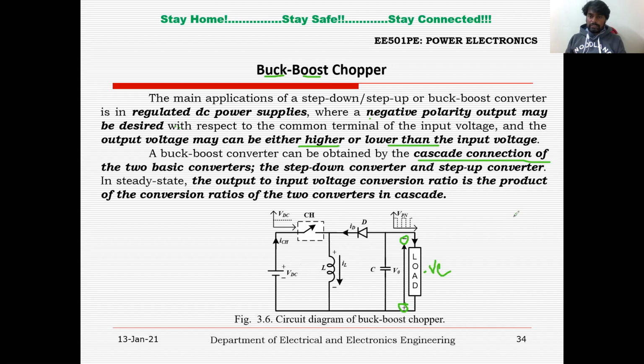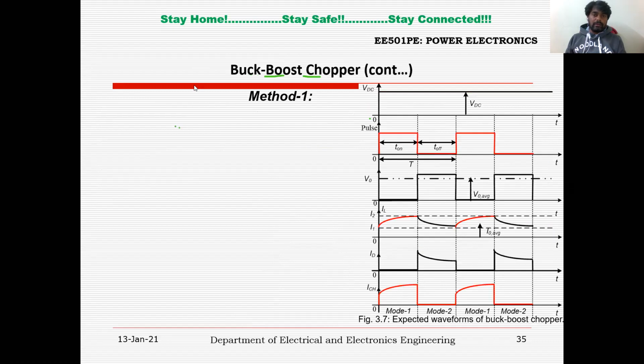We know the output voltage for the buck converter is alpha times VDC, and in case of the boost converter it is 1 over 1 minus alpha times VDC. So the output voltage in case of the buck boost converter is alpha into 1 over 1 minus alpha into VDC. It is the product of the two converters' voltage conversion ratios. Now we'll see the equivalent circuit, and we are going to derive how we got the voltage across the load. So this is the voltage we are going to expect.